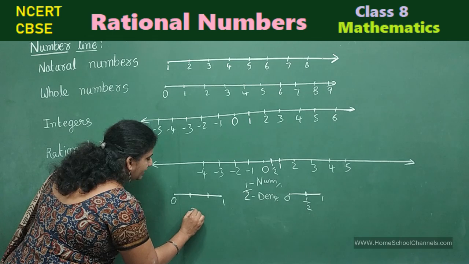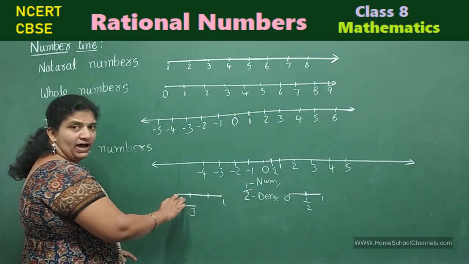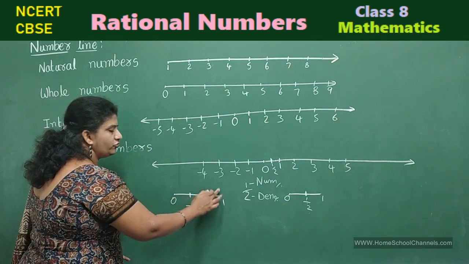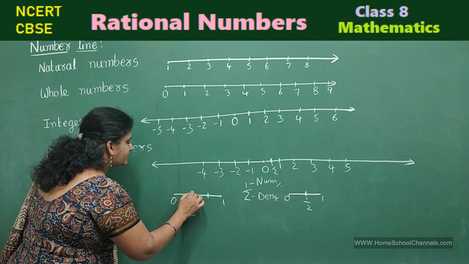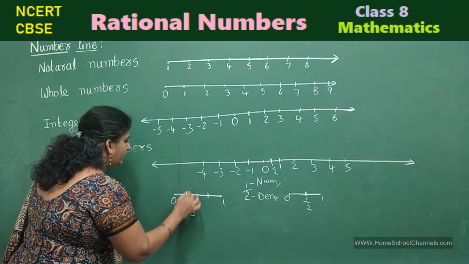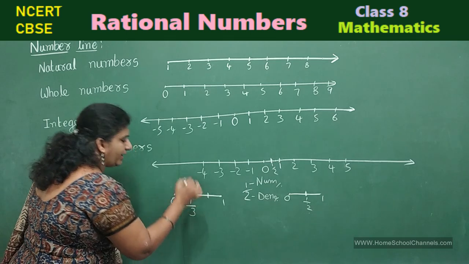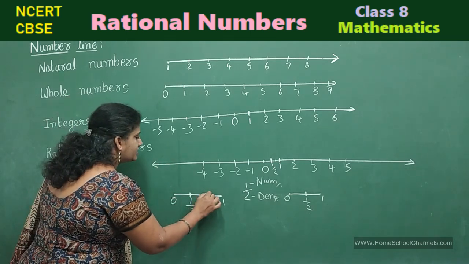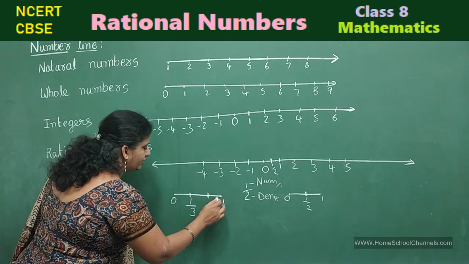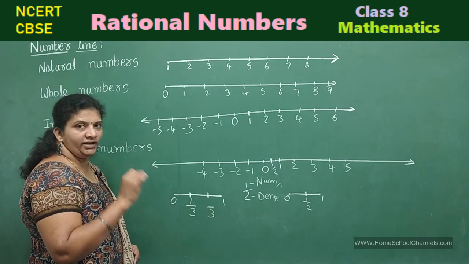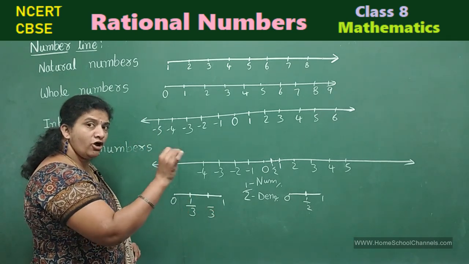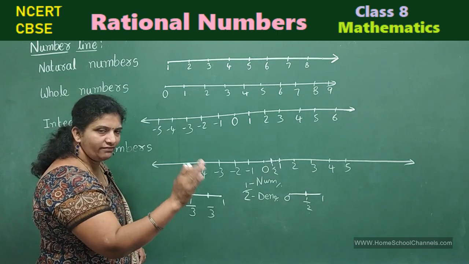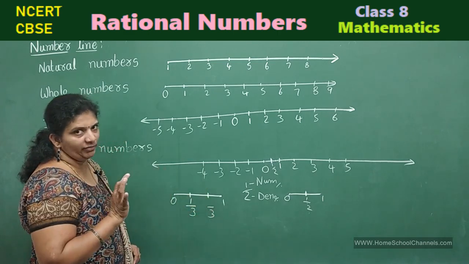So here I write it as 3. How many parts? 3, no? 1, 2, 3. Right? And this is the first point. The first part I am talking about is 1 by 3. And here I have done 3 parts. The denominator shows the number of parts. How many parts you have done will indicate the denominator.